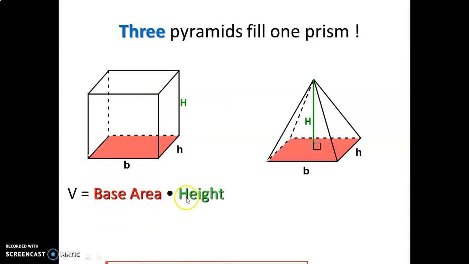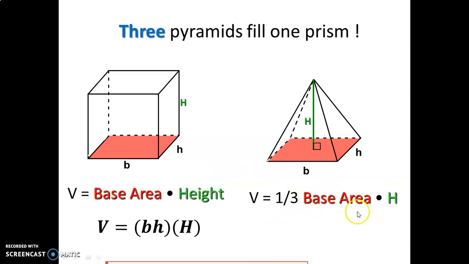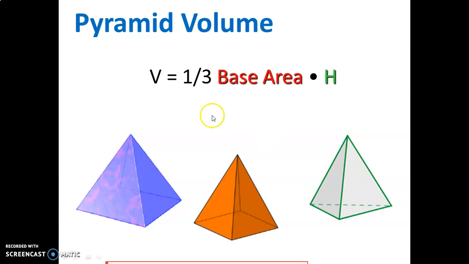So if that volume is base area times height, in this case base area is little b times little h, then this volume will be 1/3 base area times height, or 1/3 b times h times height. That makes sense. This volume is 1/3 of that one. This is one of the key formulas for today. Make sure you write that down. Okay, so pyramid volume, 1/3 base area times height. So whatever your base is, you start by finding that area. Here we have a square. Here we have a triangular base. Find that area, multiply by height, find 1/3 of that, you have the volume.